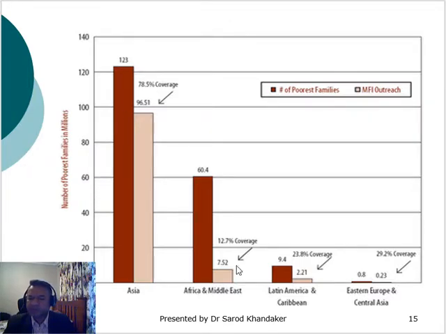The next one is about Africa and the Middle East. There are about 60.4 million poor families in Africa, and microfinance products serve 7.52 million people, which is about 12.7% coverage. Third, Latin America and the Caribbean. There are about 9.4 million poor families in Latin America and the Caribbean, and 2.21 million people received some services or loans from microfinance, which is about 23.8% coverage. And in Eastern Europe and Central Asia, there are about 0.8 million poor families, and microfinance could reach about 29.2% of them.